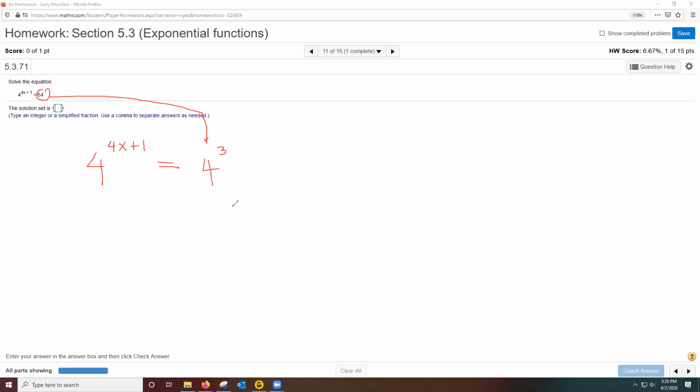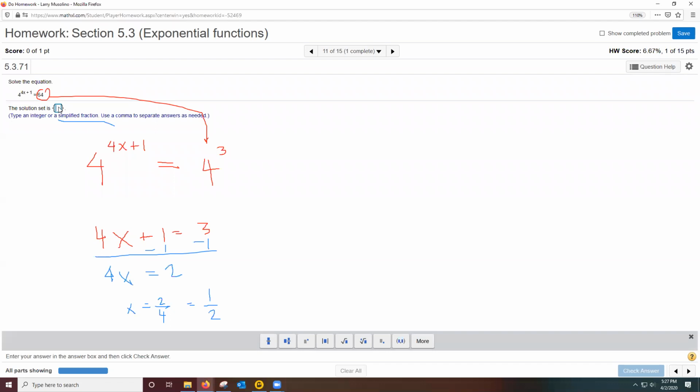Well, I have the bases the same. Once I have the bases the same, I can set the exponents directly equal to each other. So this is going to be 4x plus 1 equals 3. Now, this is a simple equation I can solve for x. I'll subtract 1 from both sides. So this is going to be 4x equals 2. Divide both sides by 4. I end up with x equals 2 over 4. But I'm noticing my MyMathLab says it wants a simplified fraction, so I'll just simplify this to be the fraction 1/2. So the answer here should be the fraction 1/2.